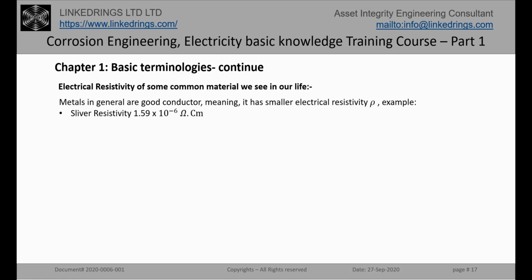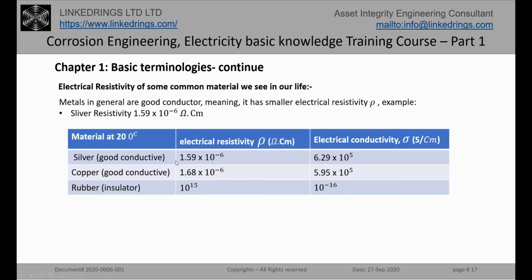Let's explore the electrical resistivity of some common materials we see in our life. Metals in general are good conductors, meaning they have smaller electrical resistivity. For example, silver has an electrical resistivity of 1.6 times 10 power minus 6 ohm centimeter. 10 power minus 6 means one part of a million, so this value is divided by a million.